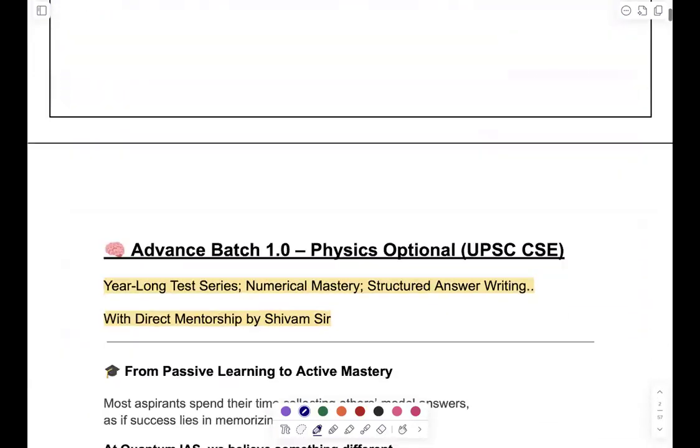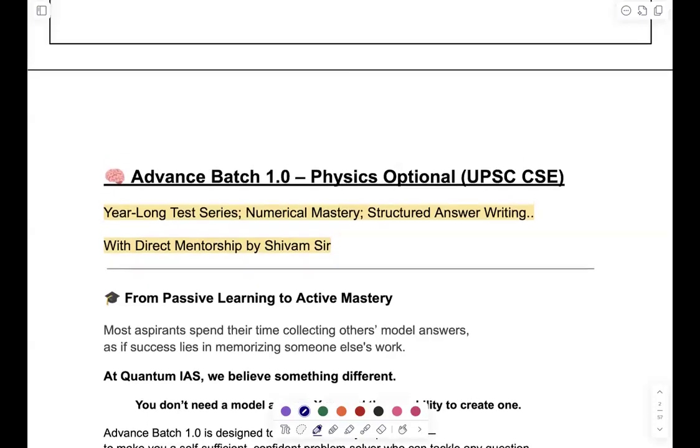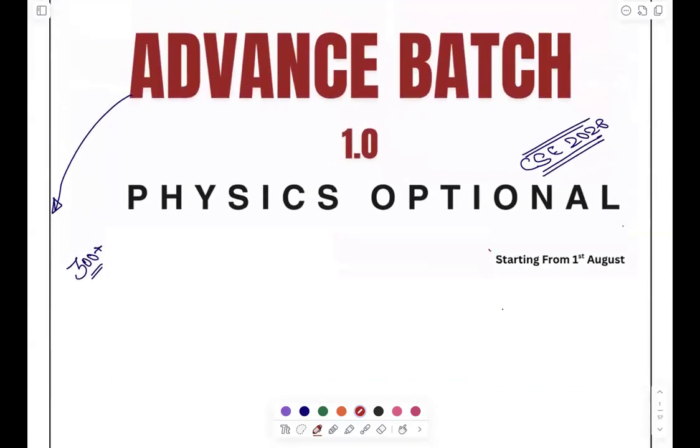So let's get into it. Okay, so what all things are there? First you need to understand that this is the advanced batch, obviously, it's not a foundation batch, and this is for CSE 26. It is starting from 1st of August. On this day from 8 p.m., we will be having our orientation session.